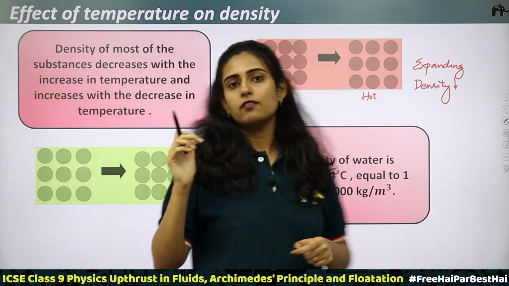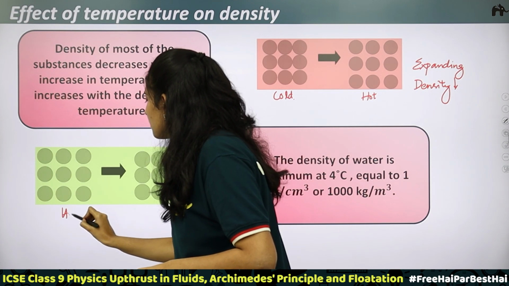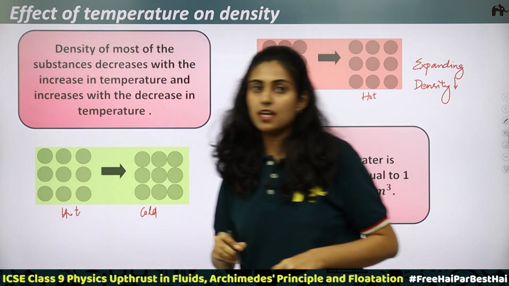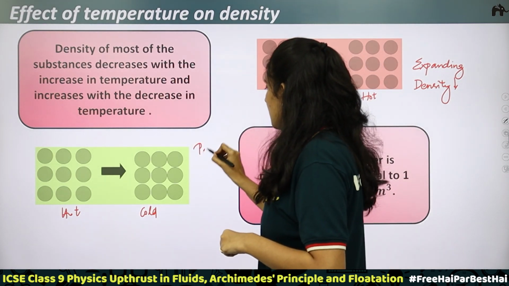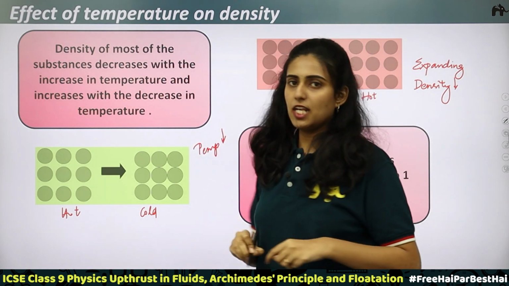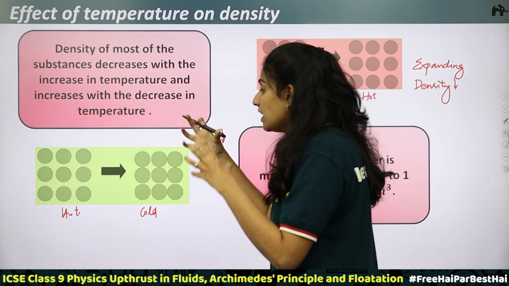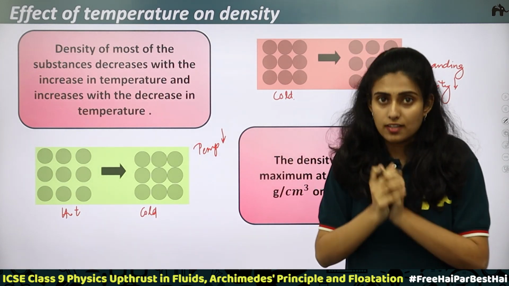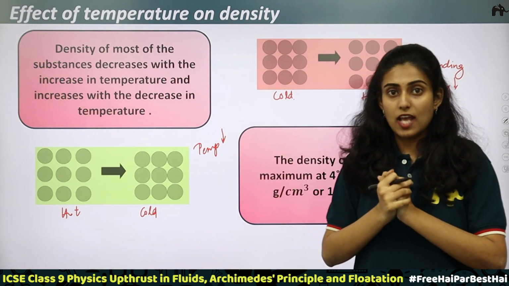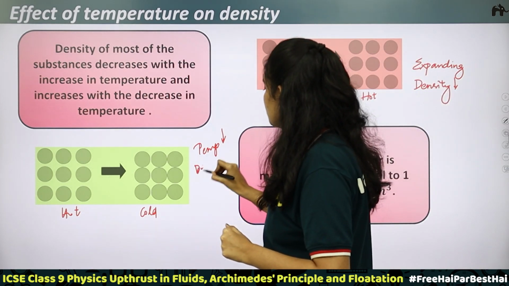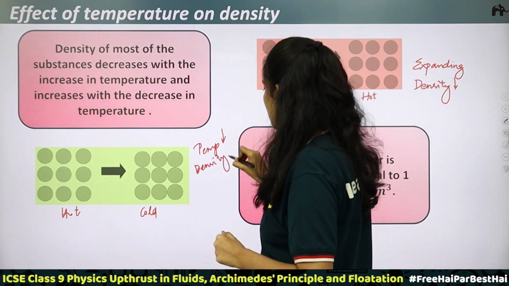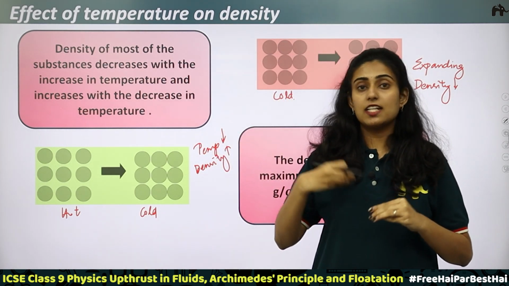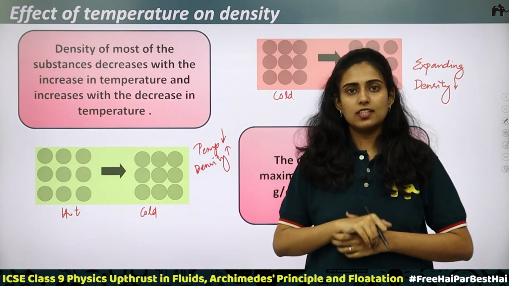Now, when you take a hot object and you are cooling it, you are decreasing the temperature. When temperature decreases, what happens? The particles start coming closer. That is, there is contraction. Because of this, what happens to density? Density increases. So, normally with increase in temperature, there is decrease in density, and with decrease in temperature, there is increase in density. Now, this is not the case with water.